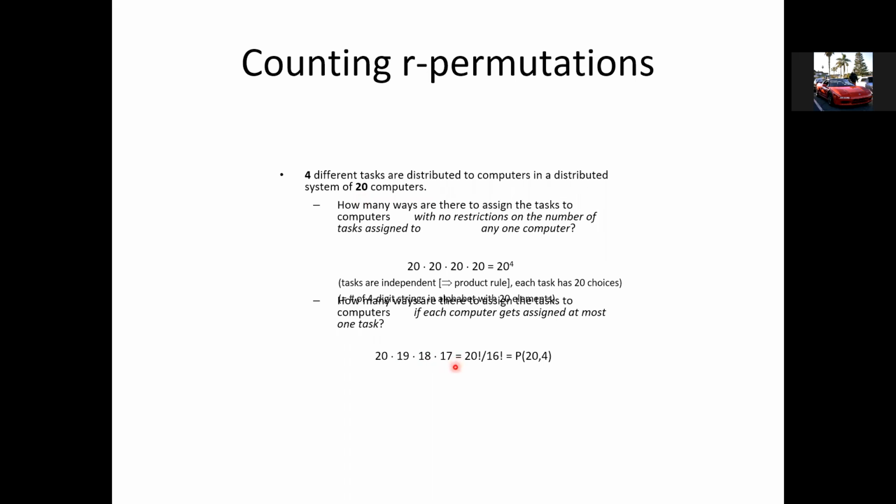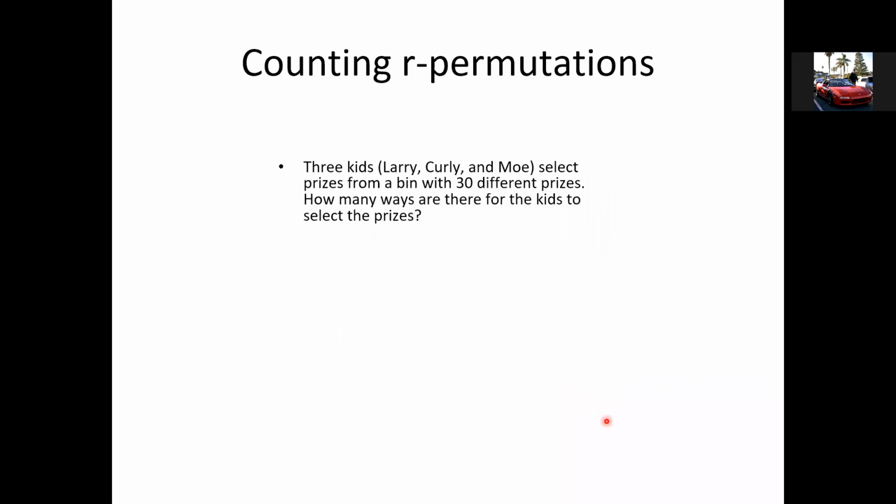These are equivalent, right? So I denoted it as P(20,4), but that's 20 factorial over 16 factorial. In other words, this is the number of 4-digit strings in this alphabet which have no repetition. So whatever digit encodes a given computer cannot occur more than once. So it's the number of 4-permutations of a 20-element set.